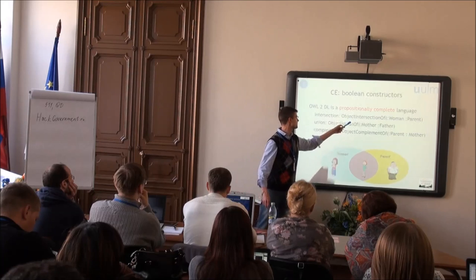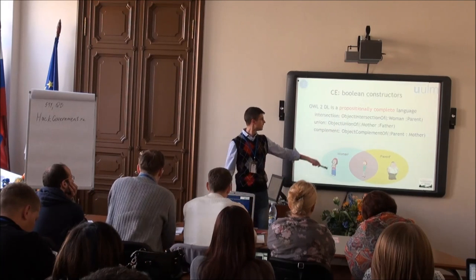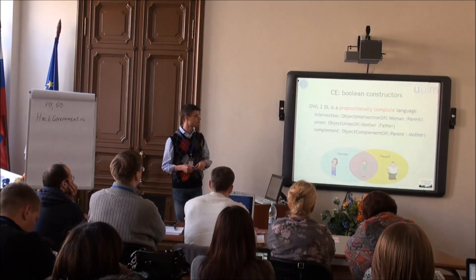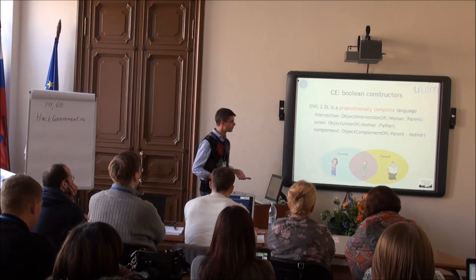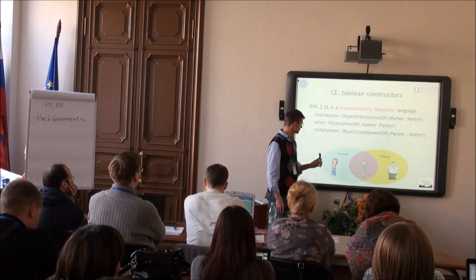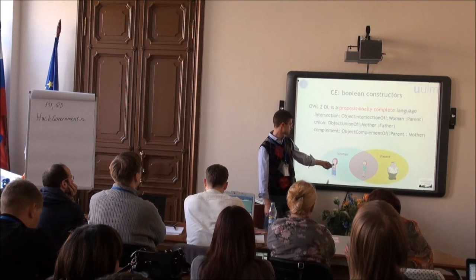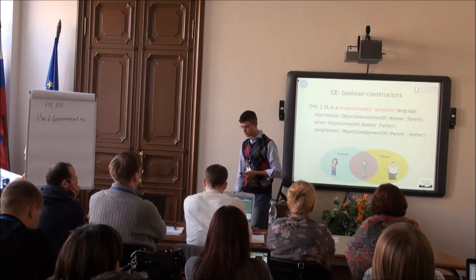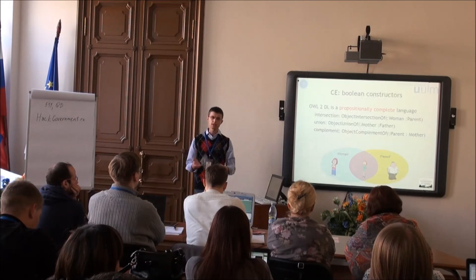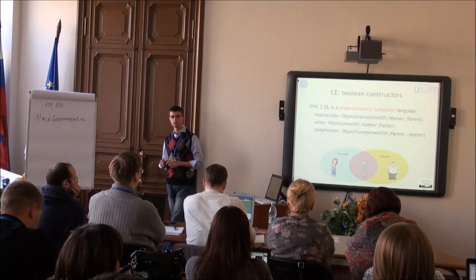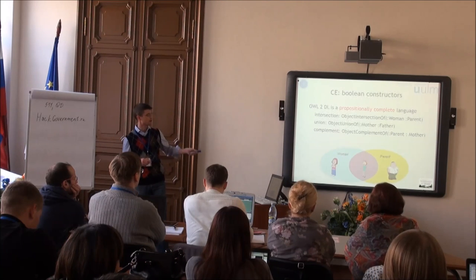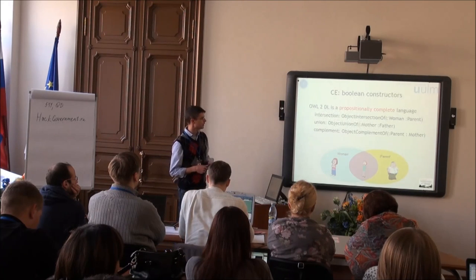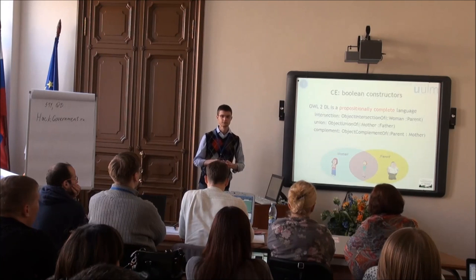So ObjectIntersectionOf stands for and, ObjectUnionOf stands for or, for disjunction, and ObjectComplementOf stands for negation. If you have a class of women, with the instances Meg and Lois, and a class of parents, which consists of Peter and Lois, then you can talk about the intersection of the classes, which is Lois. You can talk about the union of those classes, which is going to be all three in the picture. Or you can talk about the complement: if you take the complement of woman and parent, then you're going to have men.